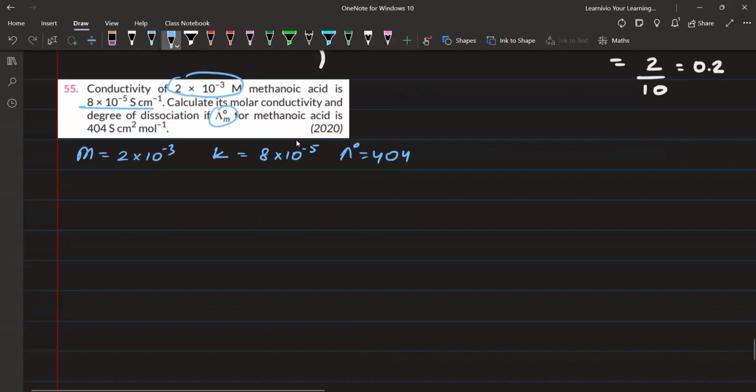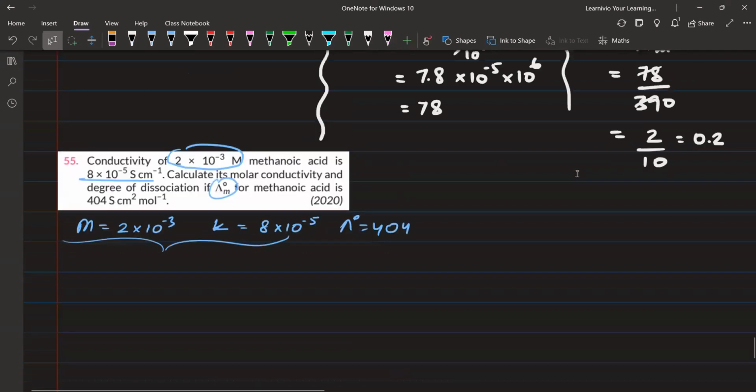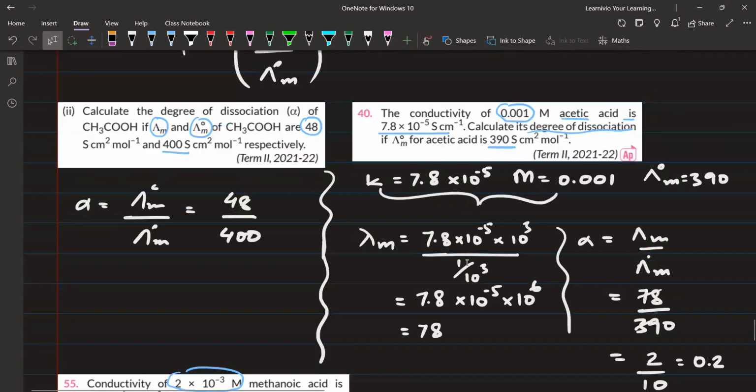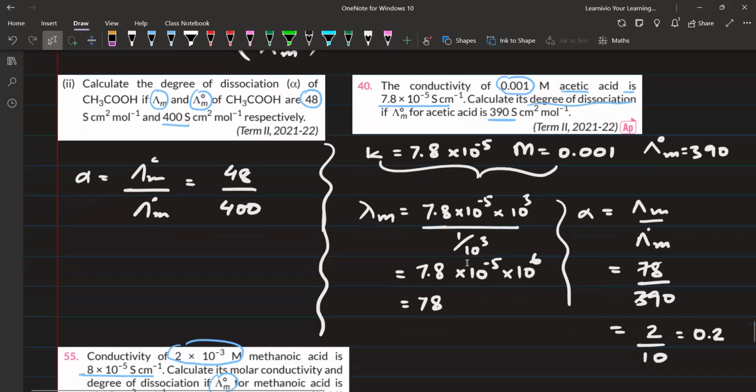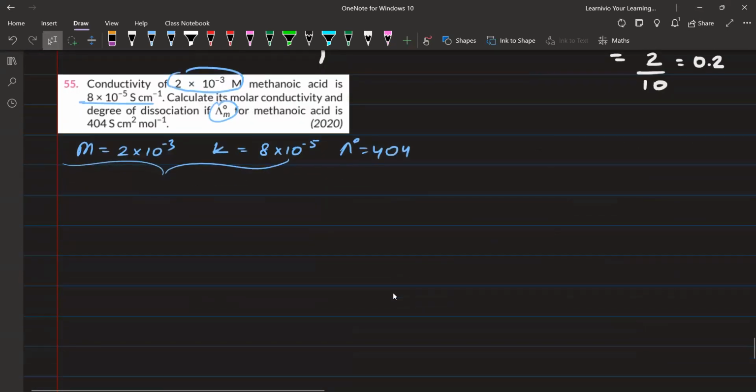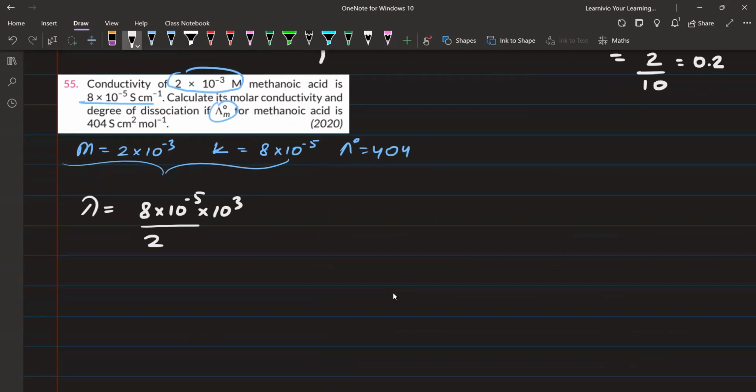But same सवाल है. From these two, what do we need to calculate? We need to calculate the molar conductivity and degree. दो चीज निकालने के लिए कहा है, but in this case, I think they have not asked to calculate the molar conductivity, only the degree of dissociation. But in order to calculate the degree of dissociation, we have to calculate the molar conductivity also. So lambda m is equal to kappa, which is 8 into 10 to the power minus 5 divided by 2 into 10 to the power minus 3, which will go above and become plus 3, and this will be equal to how much?